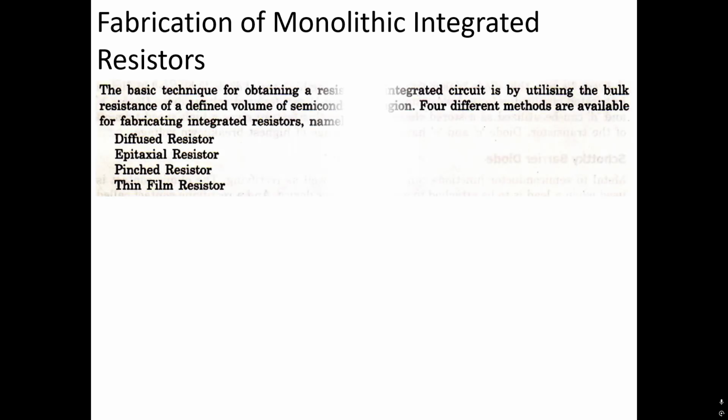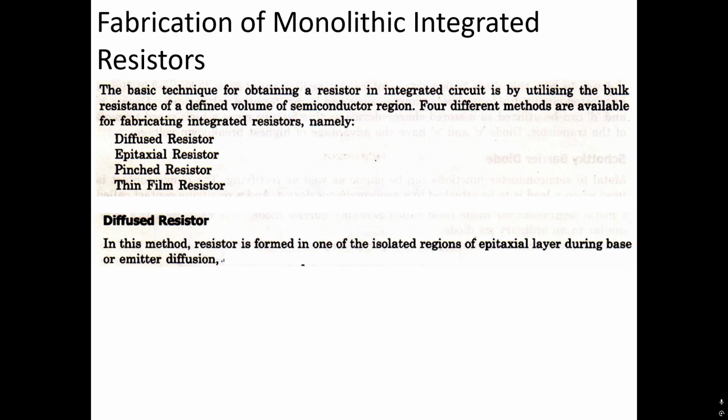Next we have fabrication of monolithic integrated resistors. The basic technique for obtaining a resistor in integrated circuit is by utilizing the bulk resistance of a defined volume of semiconductor region. Four different methods are available for fabricating integrated resistors, namely diffused resistor, epitaxial resistor, pinched resistor, thin film resistor. Diffused resistor: in this method, a resistor is formed in one of the isolated regions of epitaxial layer during base or emitter diffusion. This type of resistor is very economical. Limitation is the small range of resistances.